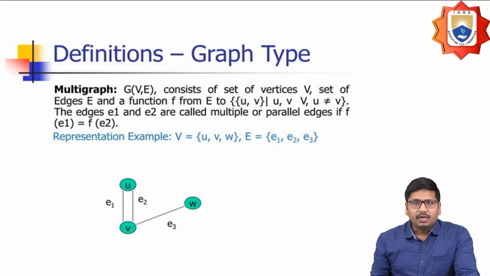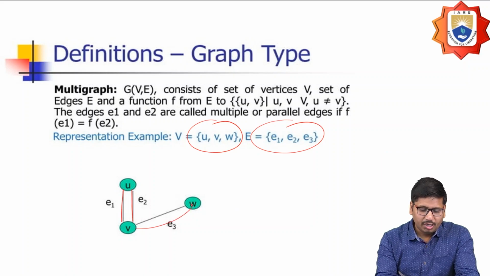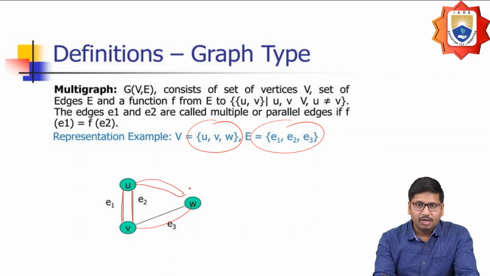A multigraph is also a graph which consists of a set of vertices V and a set of edges E, and a function from E is defined as (U, V), such that (U, V) belongs to V and U does not equal V. So the edges E1 and E2 are called multiple or parallel edges here, represented with the vertex set and the edge set. Whenever the graph maintains multiple edges between vertices, I call it a multigraph.